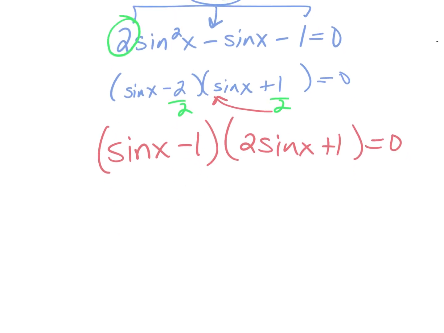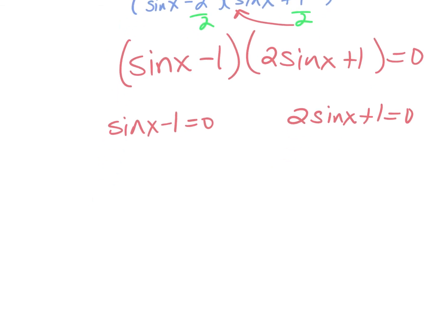Guys, after you factor and you're trying to solve, what do you do with each piece you factored? Set it equal to 0. Perfect. So sine x minus 1 equals 0. 2 sine x plus 1 equals 0. Now think about this. Sine is what value? Y. Okay, so we're going to be looking for y values on the unit circle. Let's just go ahead and solve this.